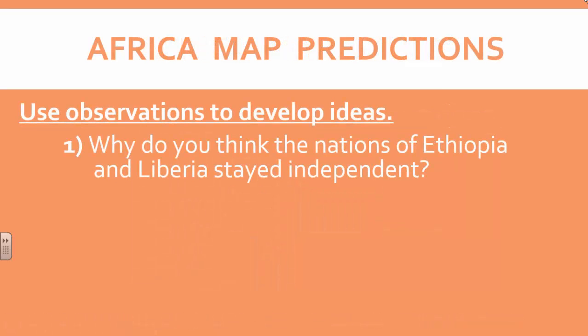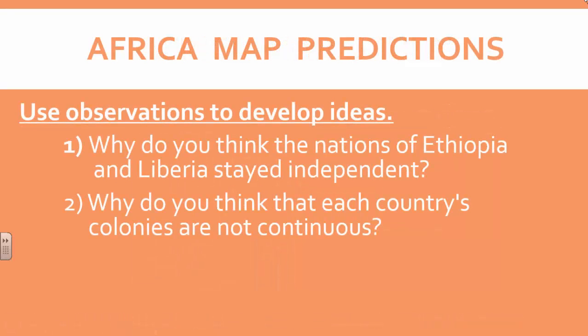After observations have been made, allow students to draw some conclusions from their observations. Why do you think the nations of Ethiopia and Liberia stayed independent? And why do you think that each country's colonies are not continuous? Why does Portugal, for instance, have colonies spread around the coast of Africa?